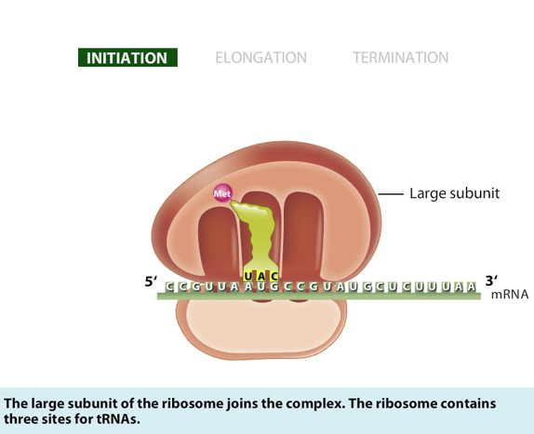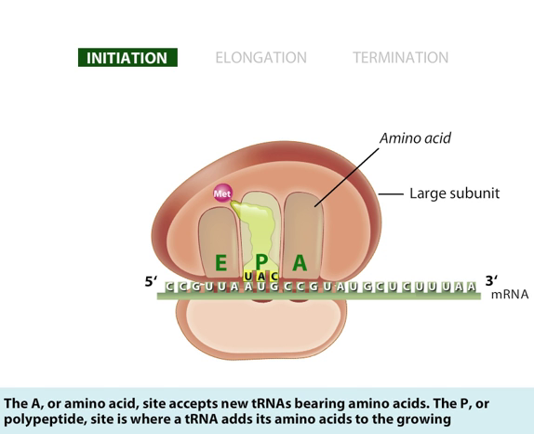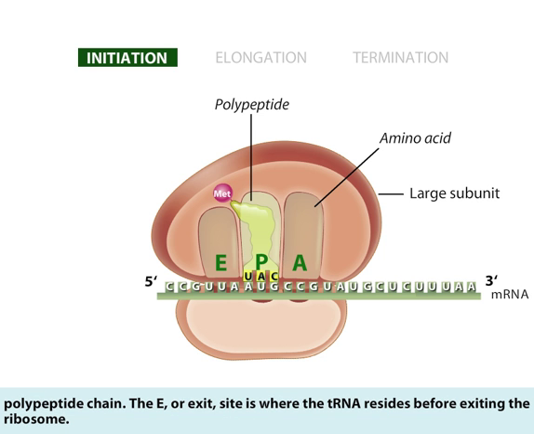The ribosome contains three sites for tRNAs. The A, or amino acid site, accepts new tRNAs bearing amino acids. The P, or polypeptide site, is where a tRNA adds its amino acids to the growing polypeptide chain. The E, or exit site, is where the tRNA resides before exiting the ribosome.